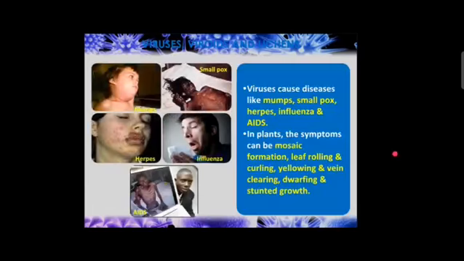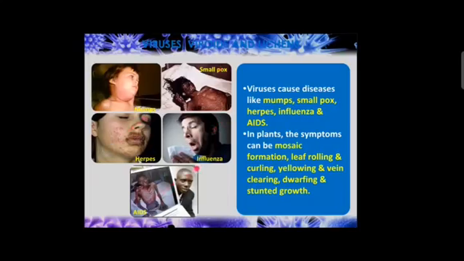Now, different diseases caused by the viruses. Viruses cause diseases like mumps. Here you can see mumps. Mumps means you must have seen the galgund, the cheeks and the neck region, where you will find the swelling. That is called mumps. Then smallpox. Then the herpes. This is the herpes disease. Influenza and the AIDS.